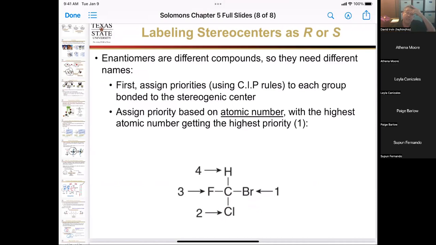So we're going to assign these using the CIP rules, which is Cahn-Ingold-Prelog, something with a P, I forgot. And all we're doing is we have 4 rules. 4 rules that we use. We only use 3 of them most of the time, but there are 4 rules.